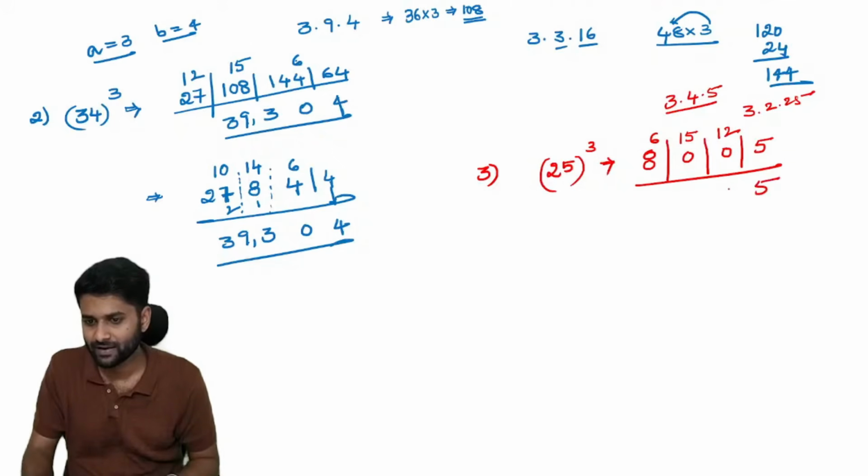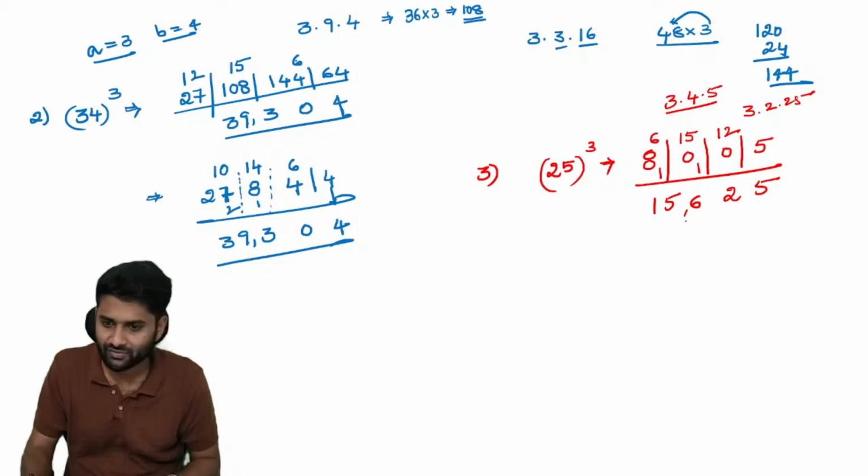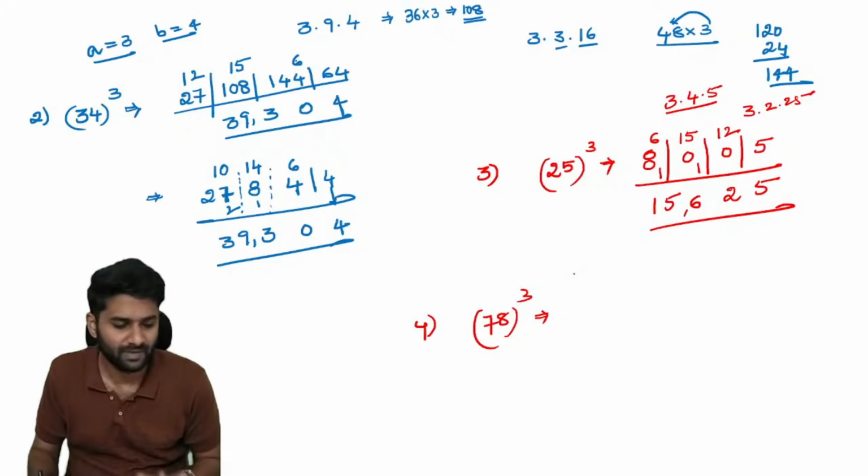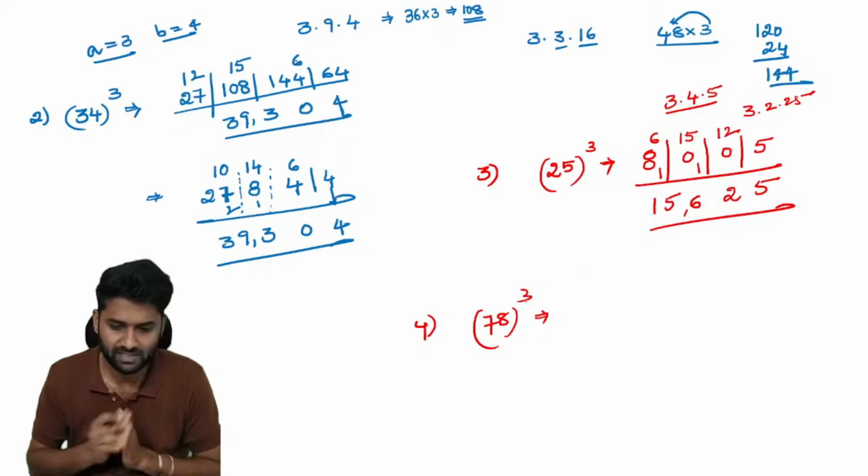Finally, it's 5, 2, 1 carry over, 6, 1 carry over, and the total value is 15,620. Now see, be faster in this calculation. Don't worry, I will teach you the multiplication in my next session.